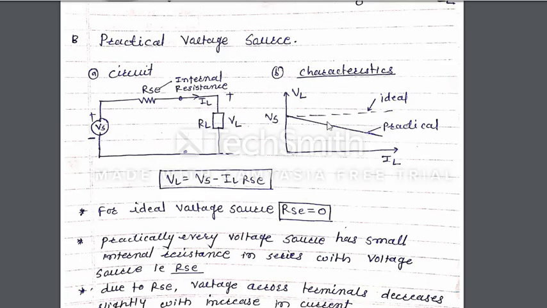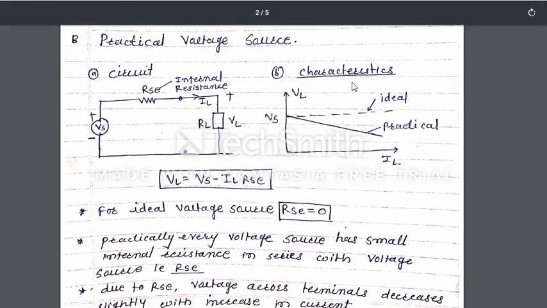Okay, so these are what? These are the characteristics. You can see this is for the ideal voltage source and this for the practical voltage source. Okay, and remember for ideal voltage source RSE is equal to how much? 0.